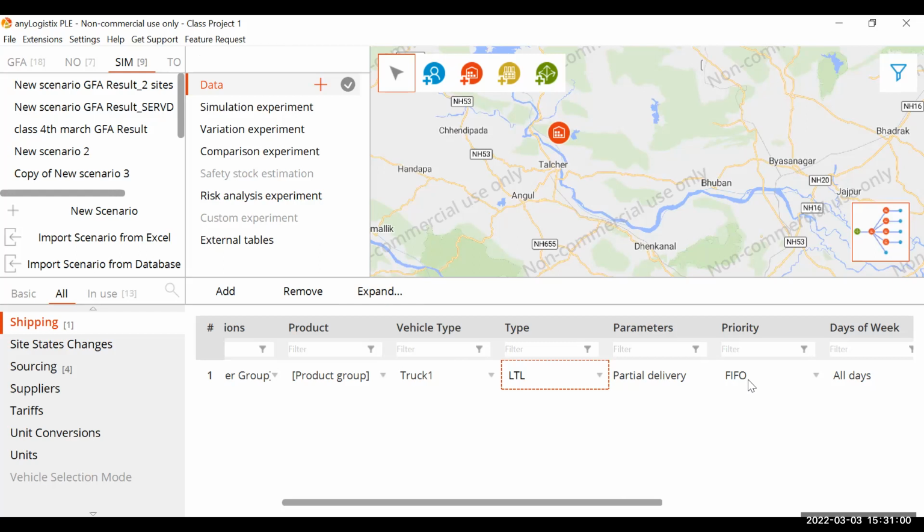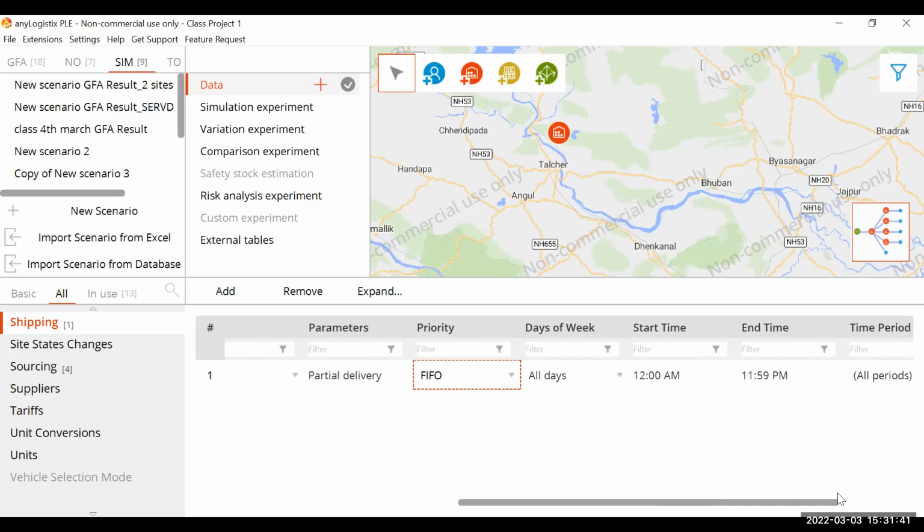Then priority. If you see, this is FIFO. Anybody knows what is FIFO? Sir, first in, first out. Yeah. So whichever order comes first from whichever customer location, first delivery will be made there, right? Or it can be expected lead time, wherever the customer's priority is very high, right? Or the big order first. Let's say there are 4 customers: somebody ordered 2 quantity, somebody ordered 20, somebody ordered 10, somebody ordered 5. So whichever customer ordered 20 quantity, the truck will move to that customer first, right? So in our case, we are just keeping it as first in, first out.